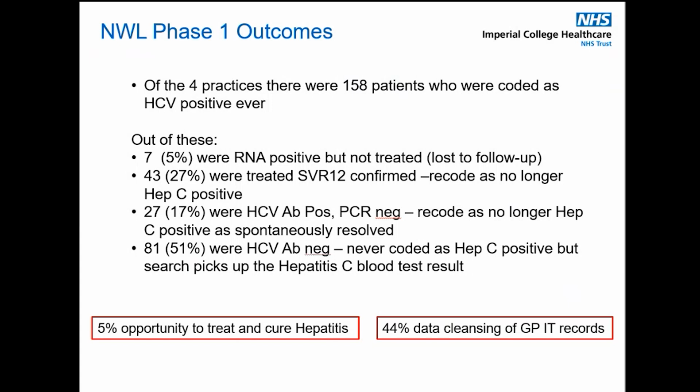But a big chunk were hepatitis C antibody negative. And unfortunately, the search picks up that code when it automatically comes back as a result in our GP IT systems. So that's why it was picking them up, but they were not hepatitis C positive ever. And so the good news is that actually we found 7 out of 158 patients. And then the other best part is that 70 of them can be recoded as hepatitis C resolved. So it's a really good outcome. So you can see the opportunity to treat and cure hepatitis, but you can also see the opportunity to data cleanse and make sure that the correct information in patients' records is there.